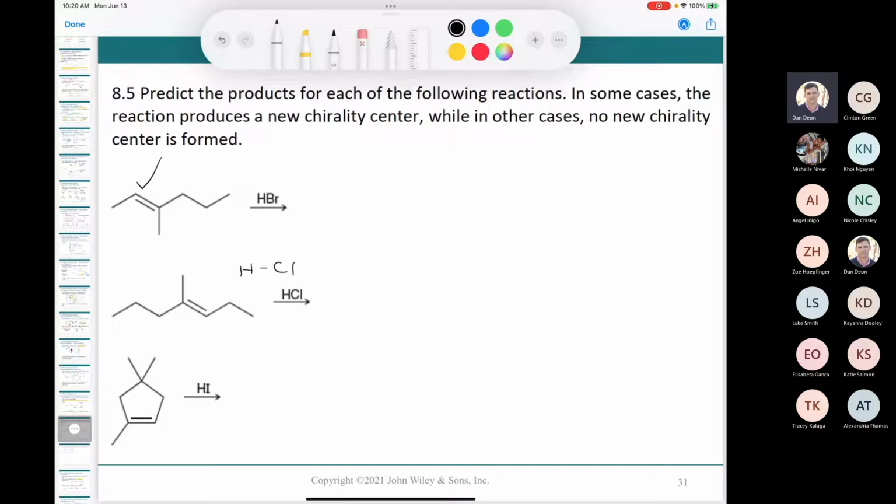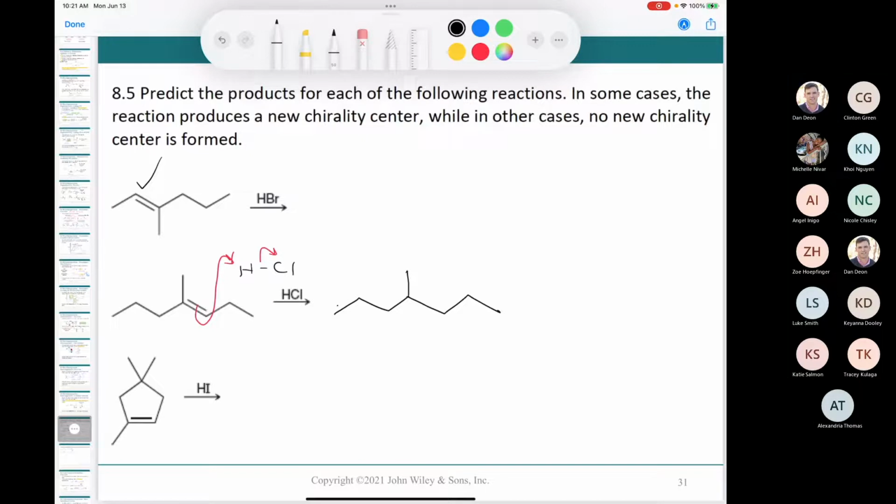So we have HCl. Remember, the rich are going to get richer. And this carbon has one hydrogen on it, where this one has 0. So that's the one that's going to take the hydrogen after my proton transfer. And so my carbocation is going to look like this. I'm going to have a tertiary carbocation, which is not going to undergo rearrangement.